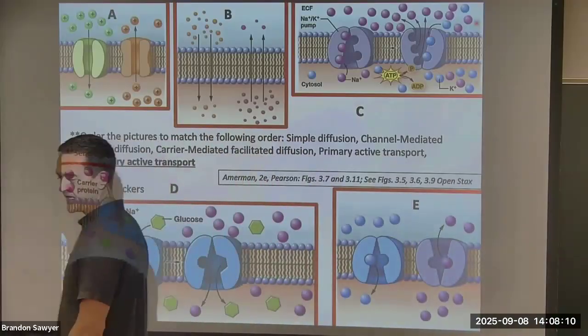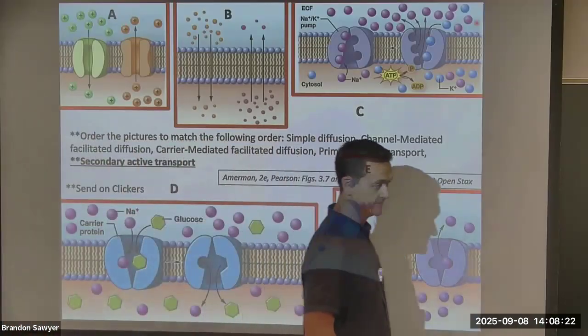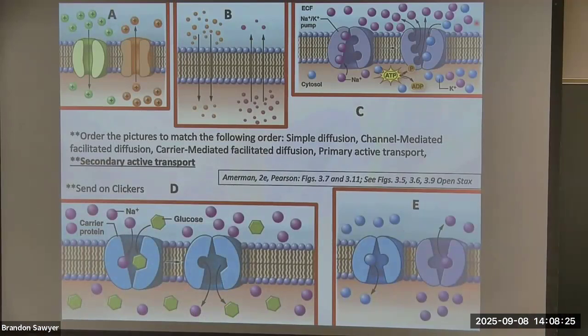All right, make sure you're on the same page as your teammates and then send that in when you're ready. You're just sending in the one that is secondary active transport. All right, about 6 more or so of you need to send it in. Just hit that button again just to make sure.